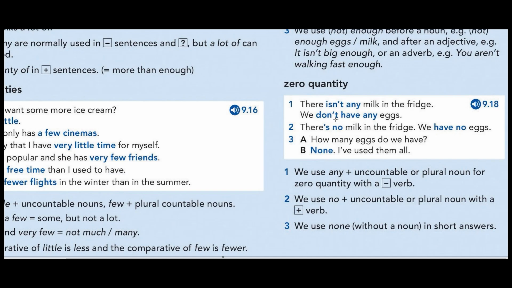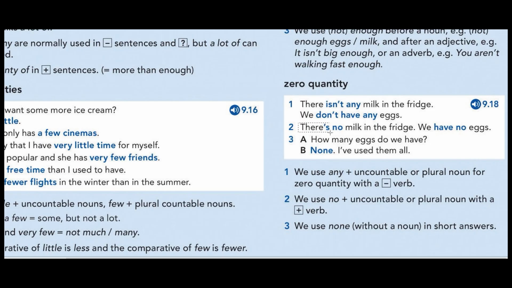Так, по поводу нулевого количества. Здесь у нас есть несколько способов, как это выразить. Самый частый — это когда мы используем слово any с отрицанием. There isn't any milk. We don't have any eggs. I don't have any friends. We don't have any time. И так далее.